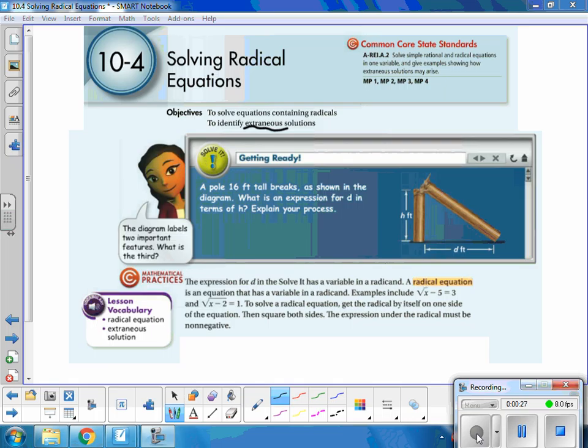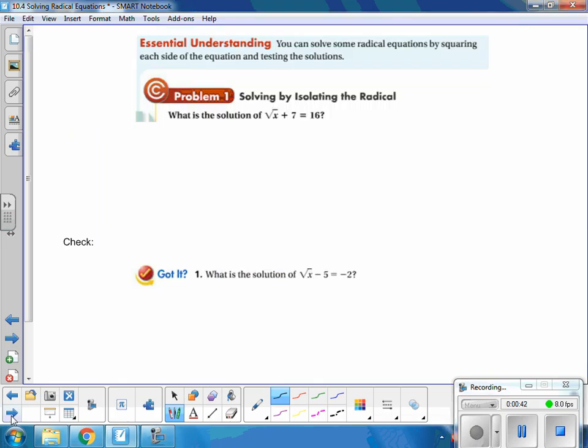So in this particular situation, the expression for D in this broken wall situation here, the variable has a radicand in it, so we end up with a radical equation. It might be radical, but not impossible. So let's work through ones like this.